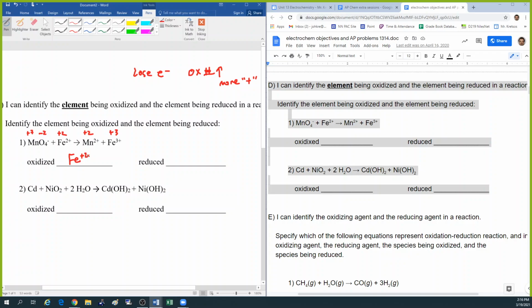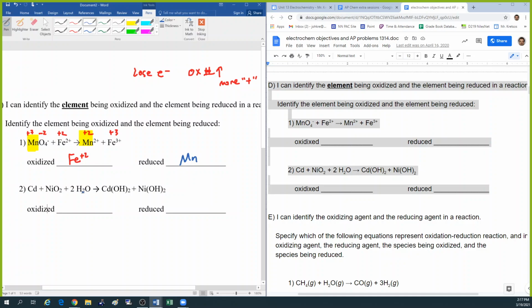Now what was reduced then? You're looking for the one whose number goes down by gaining electrons. So again, we have to be specific and just focus on the manganese, right? Because it's the element manganese that started at a +7 oxidation number, but it dropped to +5. And so that's why here the manganese is what's ultimately reduced. Okay?